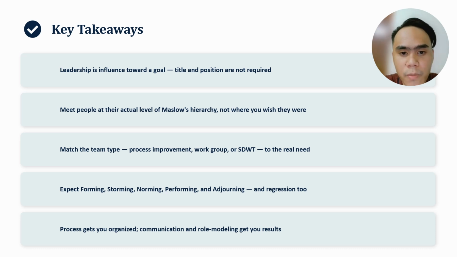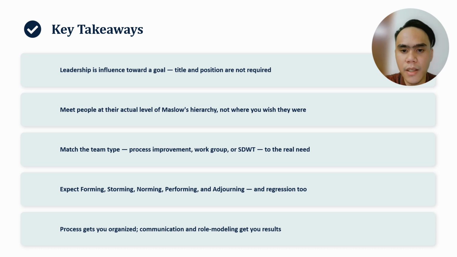Third is match the team with the real need. A temporary process improvement team, like an ongoing work group and a highly empowered self-directed work team, solve different problems, and picking the wrong structure for the actual situation, for instance standing up a heavy SDWT for a short-term problem or trying to run a long-term ongoing improvement effort as a one-off project team, sets the effort up for friction from day one.